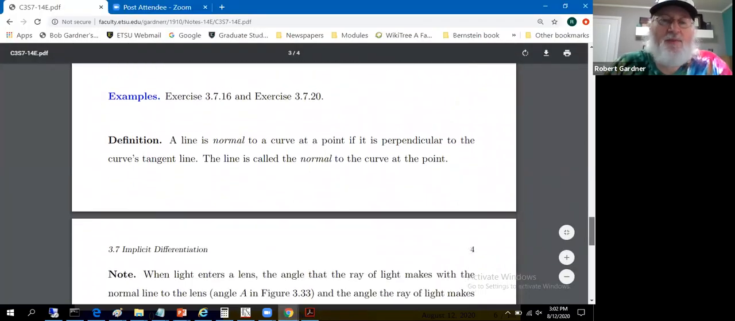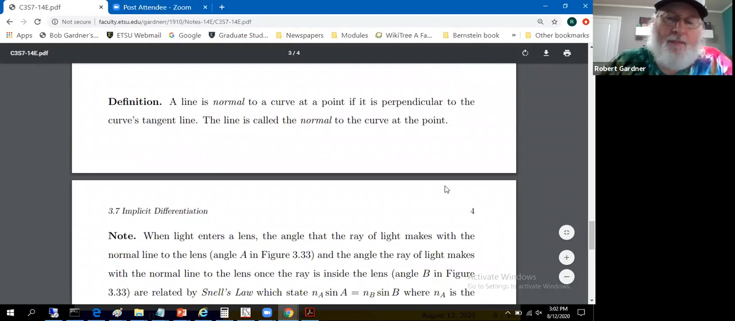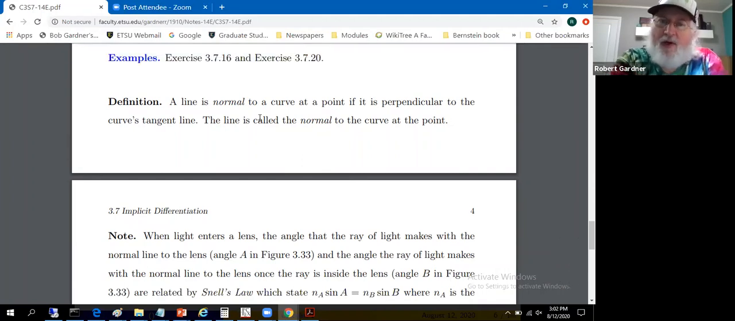Let's move on to something else, which I think they've postponed until now, talking about a line normal to a curve. We could have done this back when we were talking tangent lines to curves early on. But they put it here. They say a line is normal to a curve at a point if it is perpendicular to the curve's tangent line. The line's called the normal to the curve at that point. So can you tell me how you'd find the slope of a normal to a curve? It's perpendicular to the curve's tangent line.